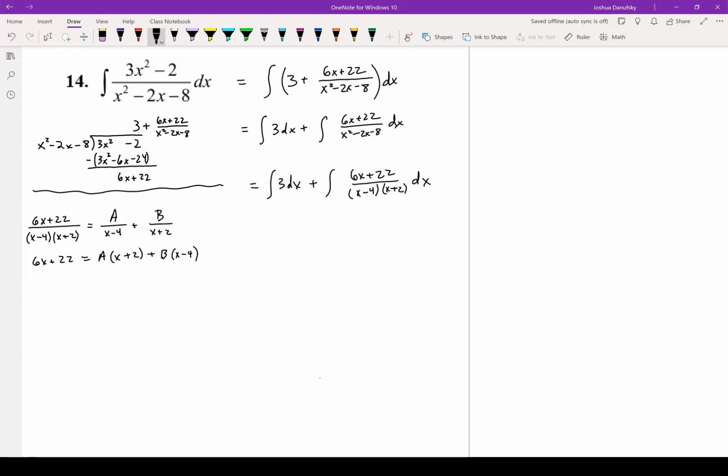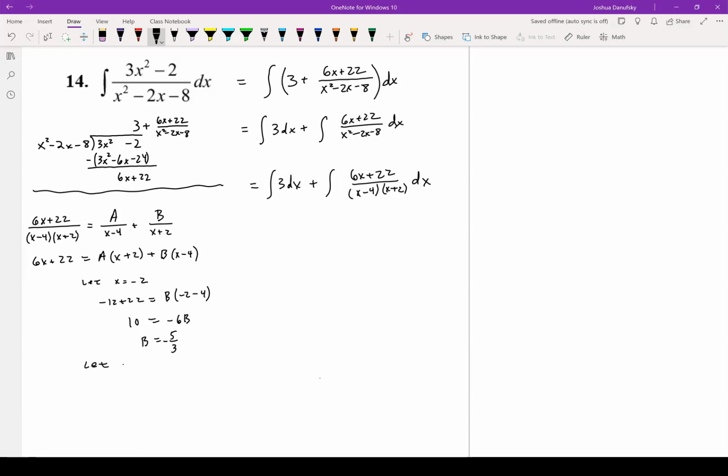So we'll go ahead and do the shortcut on this, where we're going to let x equal negative 2. So the left-hand side becomes negative 12 plus 22. And on the right-hand side, this term will zero out because we're plugging in negative 2, and we get b times negative 2 minus 4. This will give us a positive 10 equals negative 6b. So b is equal to 10 over negative 6, or 5 over negative 3, like that.